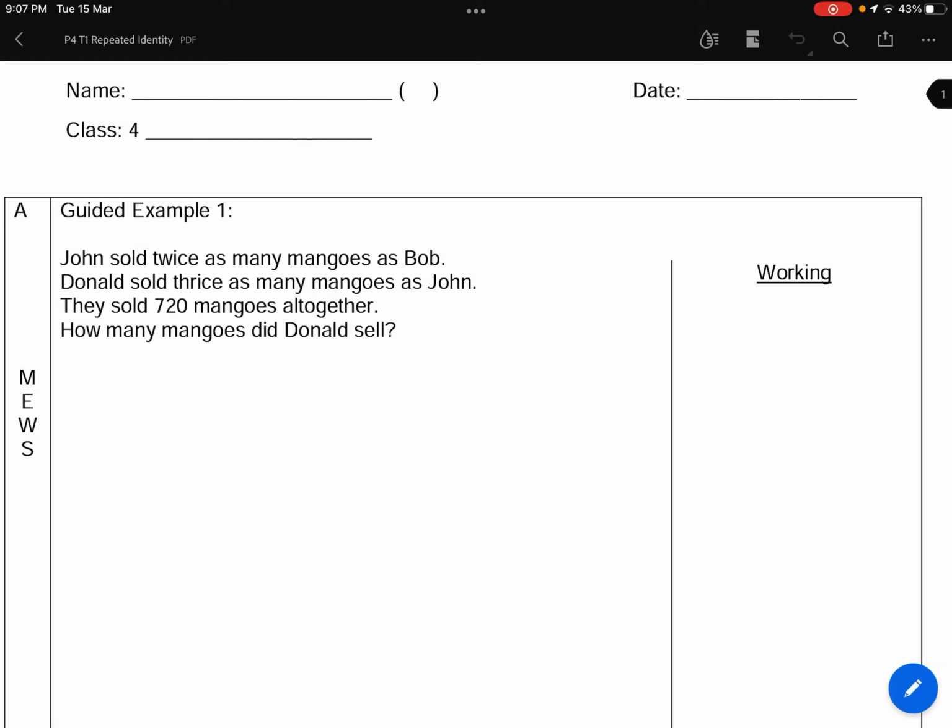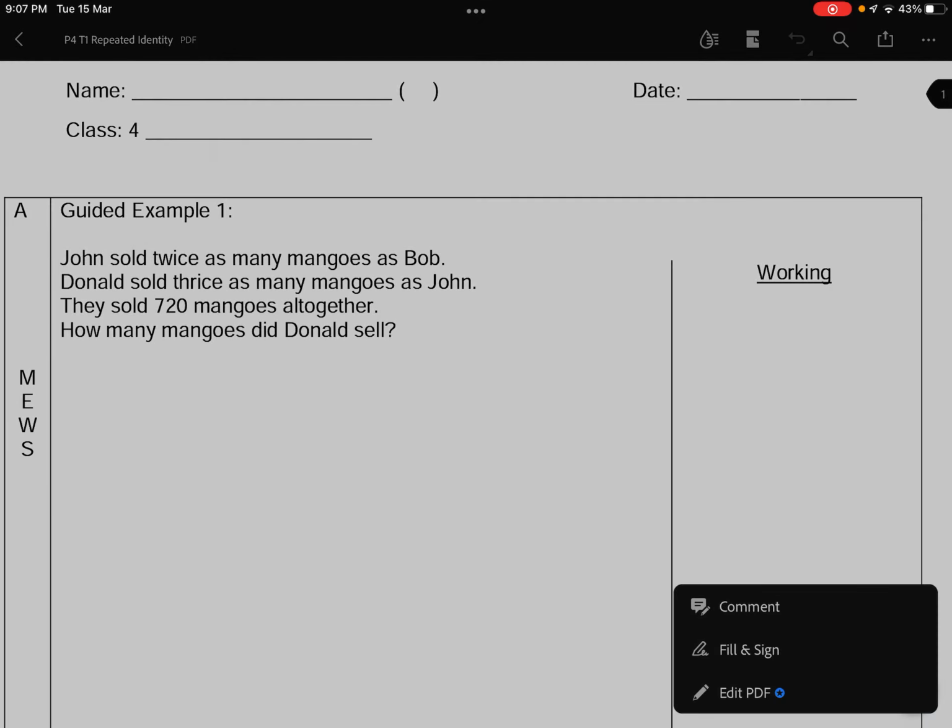Alright, this video is for pupils who might have missed out the lessons on repeated identity. We have done a series of questions and we have finished this worksheet. But for pupils who missed the lessons because you were not well, hopefully this video will be able to help you. There are two guided examples. I'll be going through these two examples slowly with you.